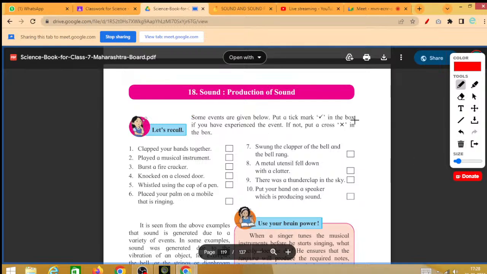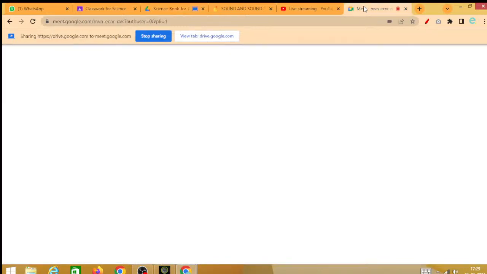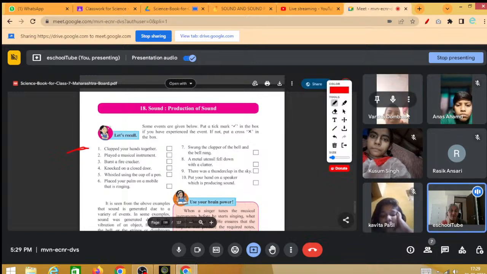Put a tick mark in the box if you have experienced the event. If not, put a cross in the box. Okay. Read the first one. Clap your hands together. Correct. You have experienced it.